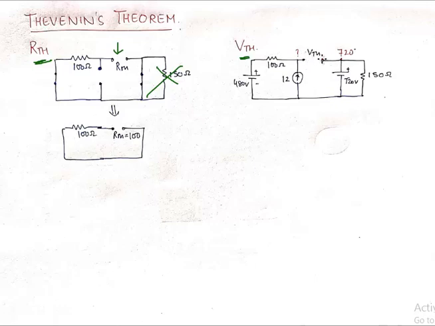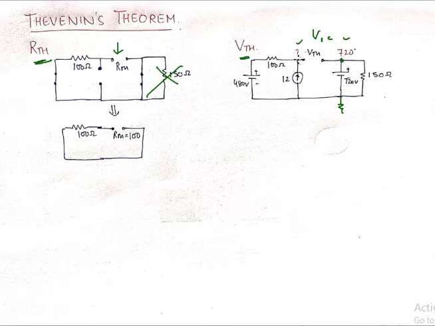But let's see what do we have for VTH. For VTH, we simply remove the load and we calculate this open voltage. VOC is also open circuit voltage across the load. So the voltage across this open circuit load is this voltage minus this voltage, as you can see. So this voltage is known to us because by inspection this voltage here is 720 volts. If we consider this ground, then this point is at 720 volts.